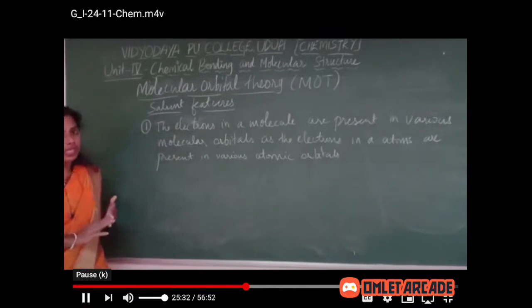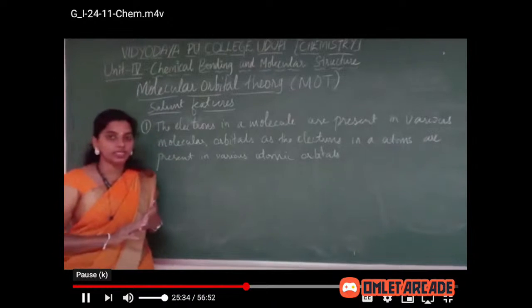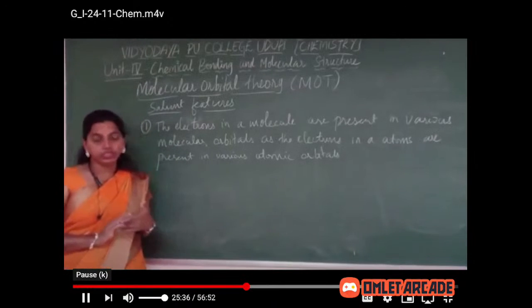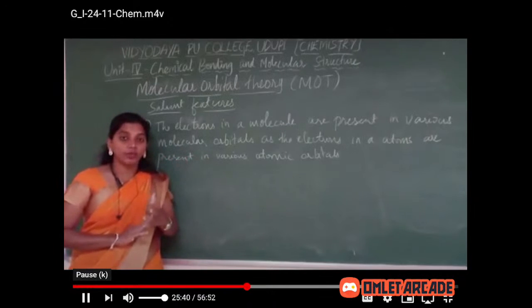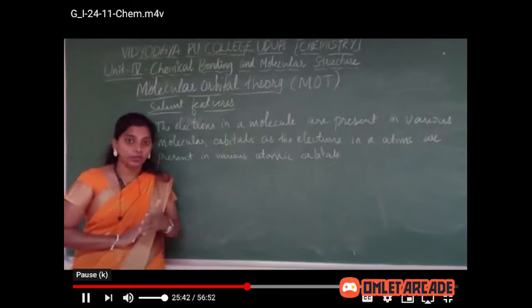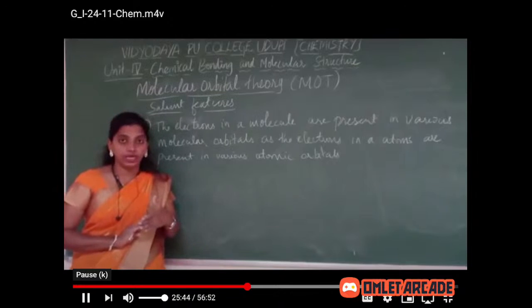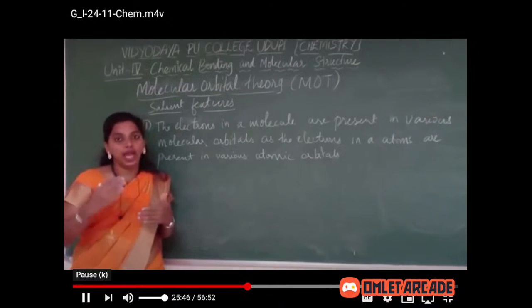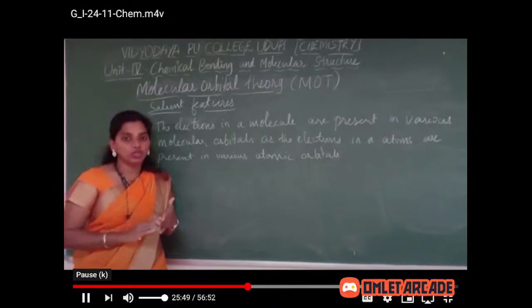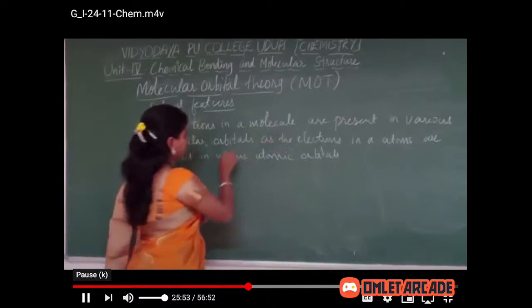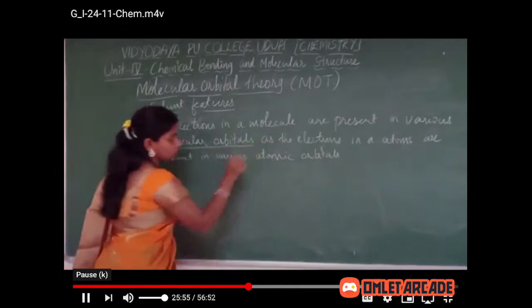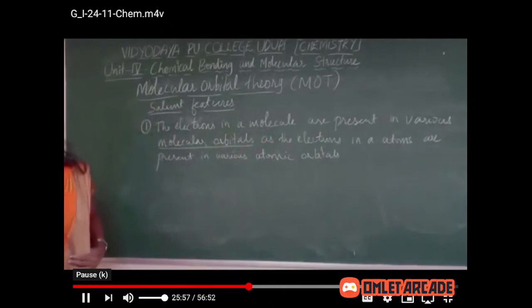Like the electrons in atoms are present in various atomic orbitals. In the structure of atom lesson we studied that electrons will be in atomic orbitals, that is subshells, right? That is atomic orbitals in atoms. Similarly in molecules, orbitals are called molecular orbitals. This is the first feature.